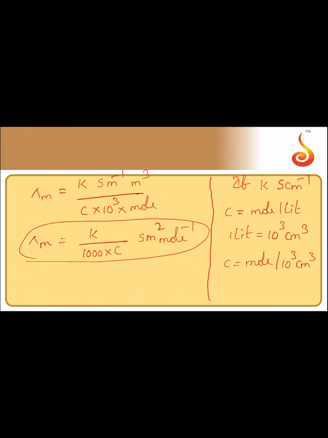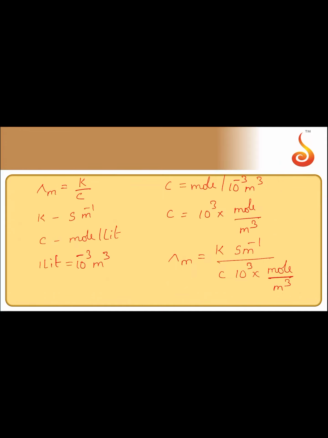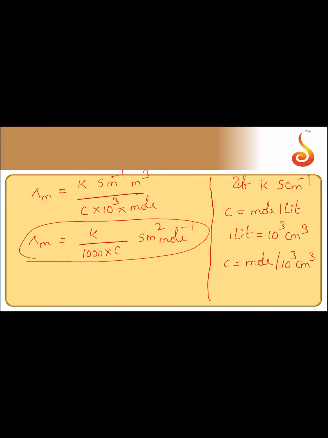If K is in Siemens meter inverse, then we have to take the formula to calculate the molar conductance as lambda m is equal to K by 1000 into C Siemens meter square mole inverse.